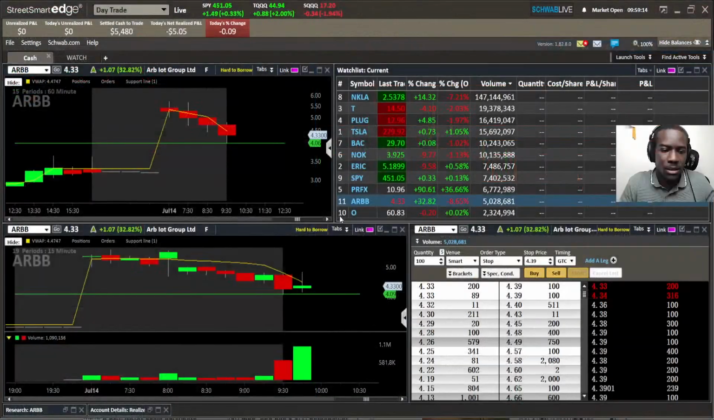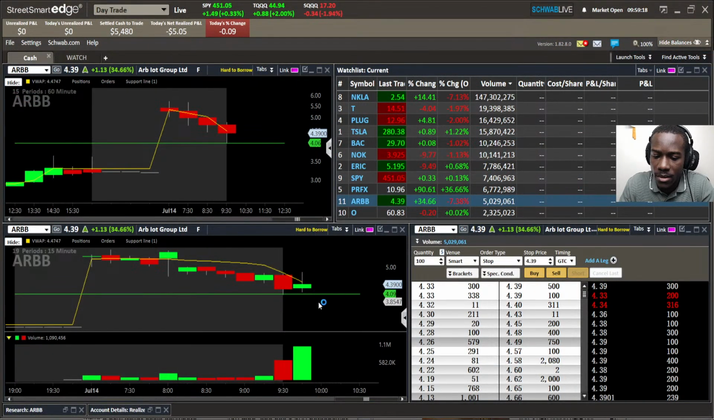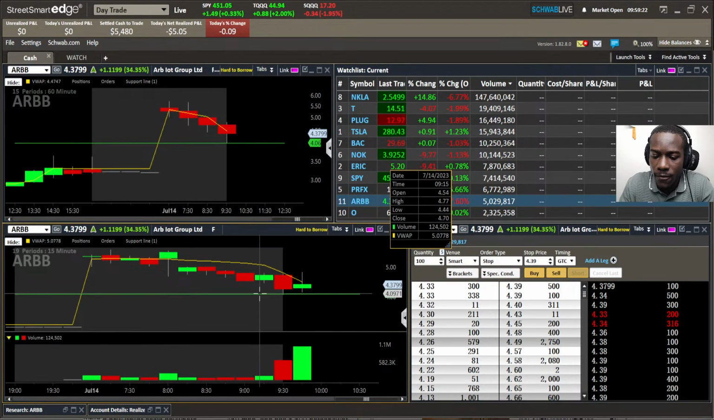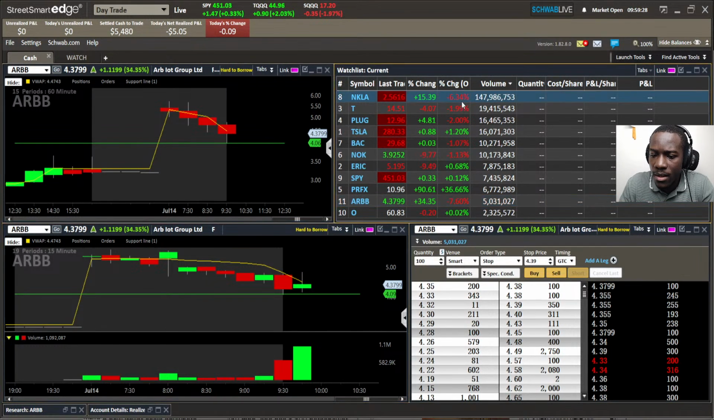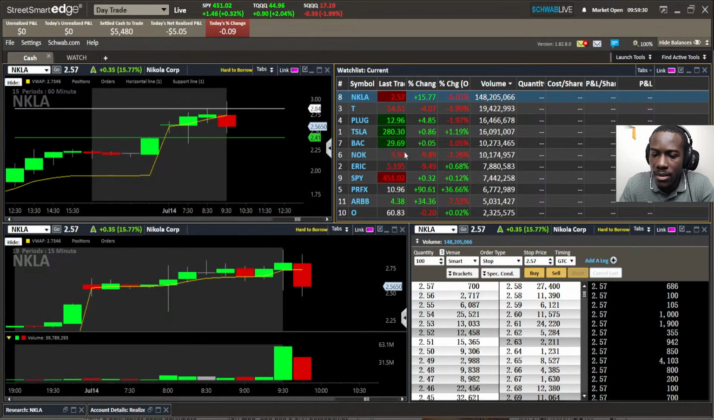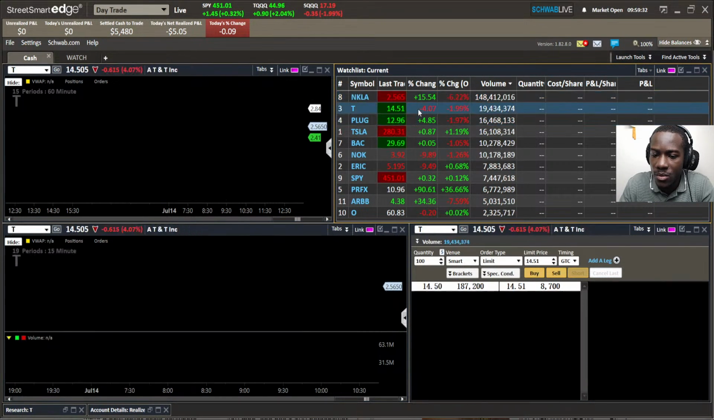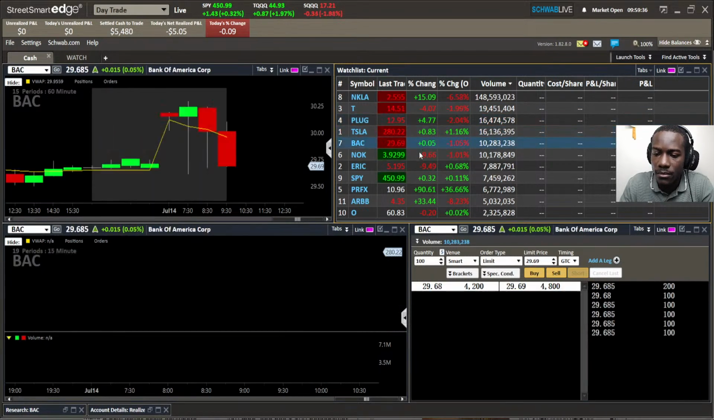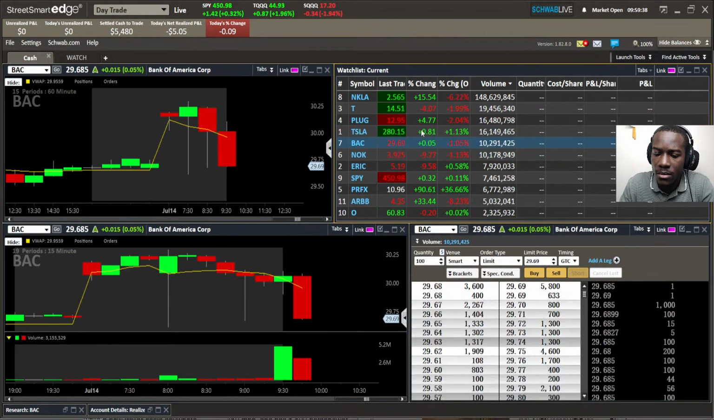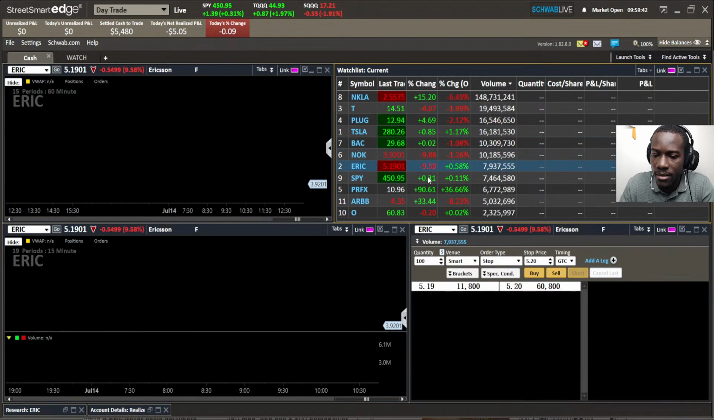Okay, there we go. 433s, another test down here. 409. So it just slammed down, got me out a little bit. That's cool. Nicola, look at this. Slammed down as well. So the top movers are slamming. Bank of America erupting to the downside.